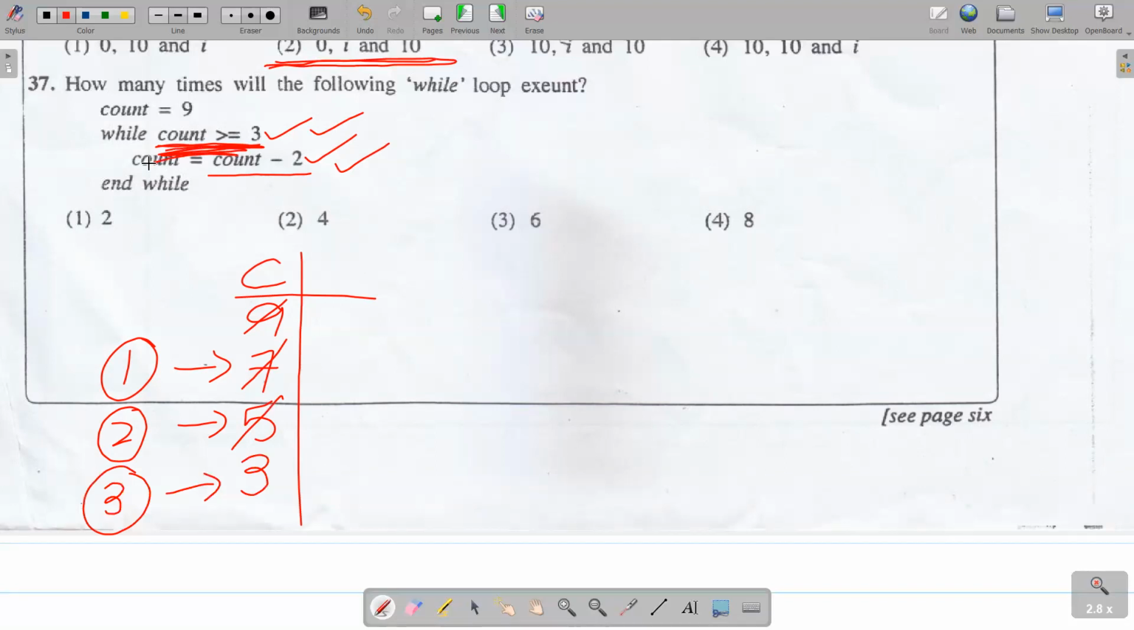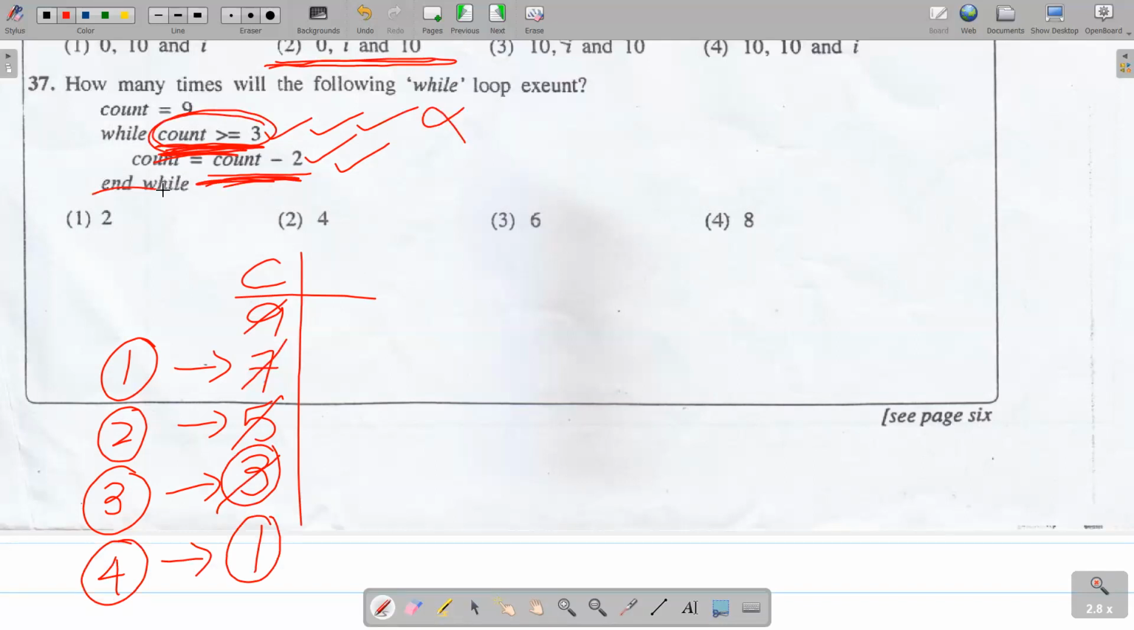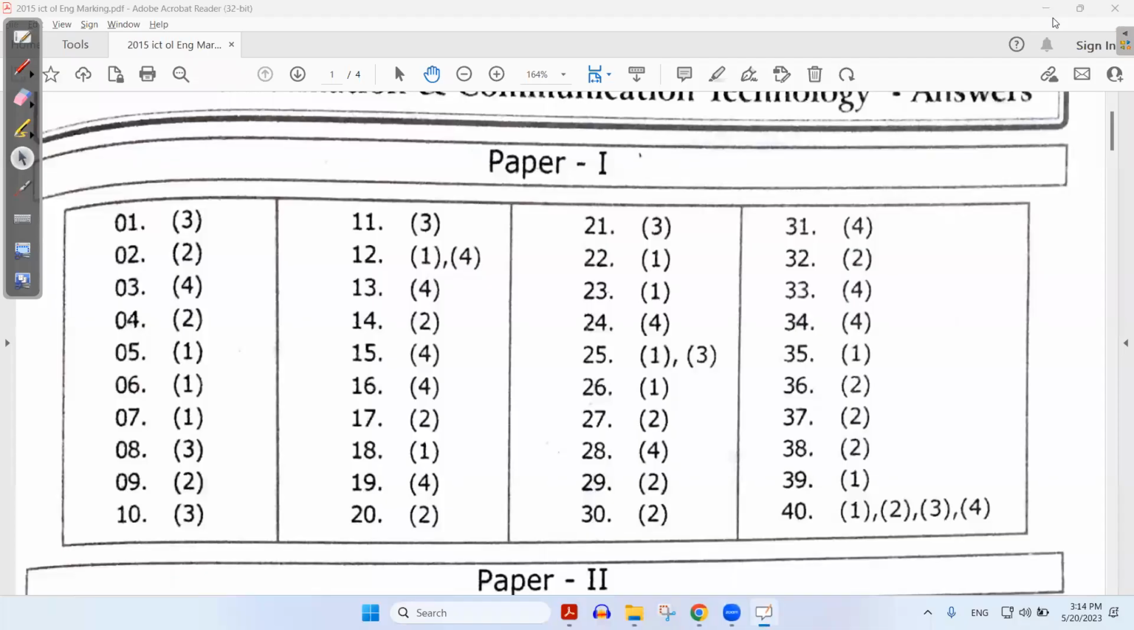Count is not larger than 3, but it is equal to 3, so still the condition is true. Count is reduced by 2 and becomes 1. So that's the fourth time that the while loop is executed. Now when checking the condition, it fails, so it exits. So this happens 4 times. The answer is going to be the second. Let me cross check. 37th, yes, the second one is the answer.